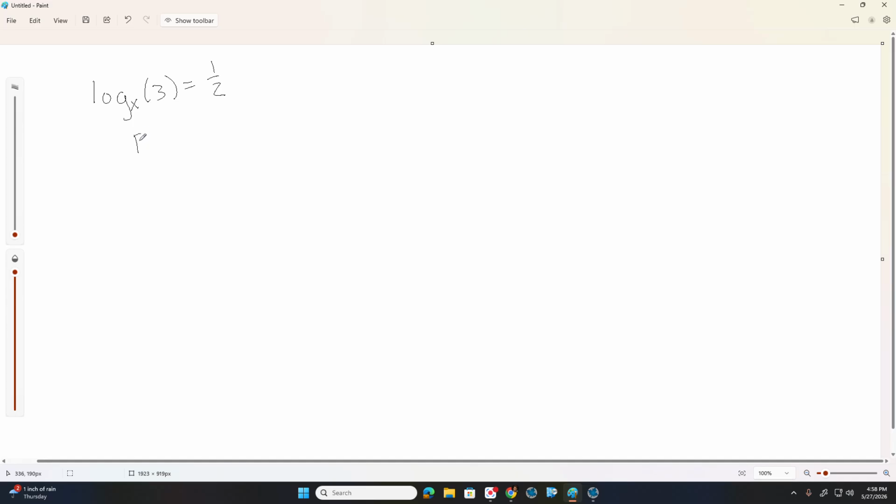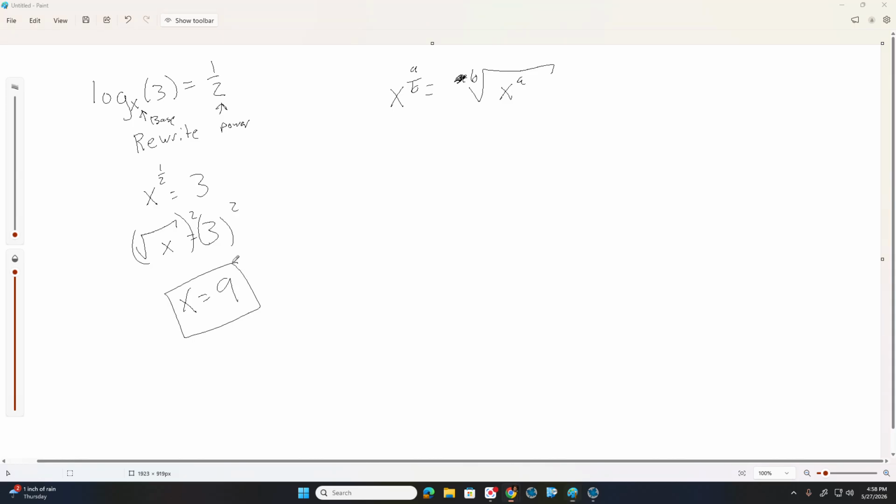Well, this is an excellent chance for a rewrite, and that's usually what we end up doing. Remember, the base stays the base. A logarithm equals a power. A base to the 1/2 equals 3. Now, what does it mean to raise something to the 1/2? It is the bth root of x to the a. So this is saying the square root of x is 3. Or, I think we get x is 9.